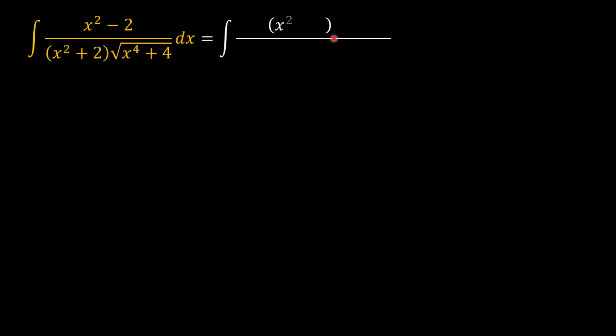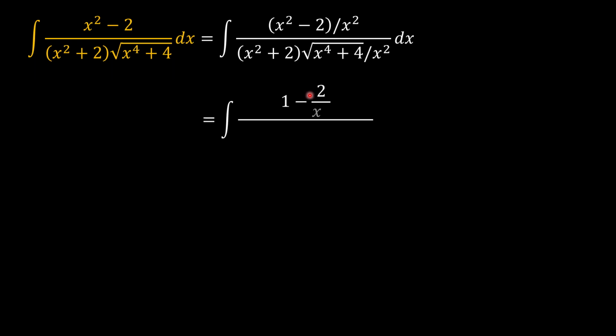So the first thing we'll do here is divide both the numerator and the denominator by x squared. What results is the integrand (1 minus 2 over x squared) over (x plus 2 over x) times the square root of (x squared plus 4 over x squared). Now, as you can see, this numerator happens to be the derivative of x plus 2 over x.